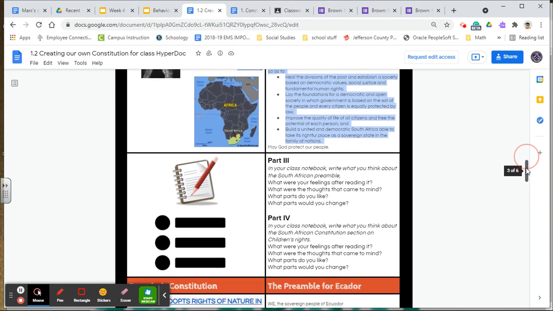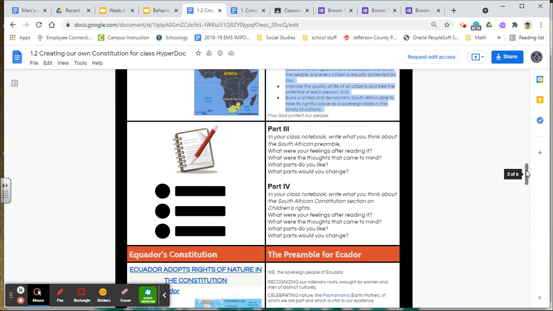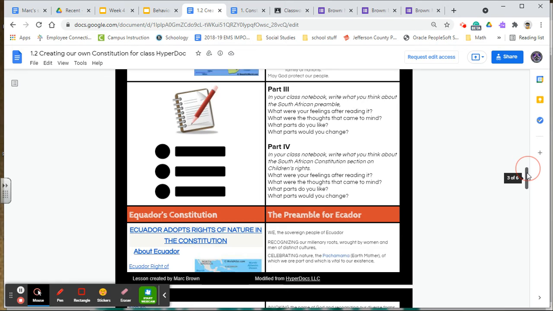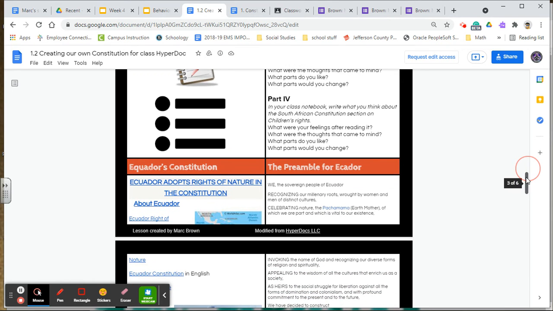Once you read that or absorb that information, listening to it, then you're going to do the next part in your notebook. So, what were your feelings after reading the preamble? What were your thoughts that came to mind? What are parts you liked? What are parts you would change? Then you're going to look at their children's rights. Same thing. What did you like? What did you not like? What would you change? Okay, so that's for South Africa.